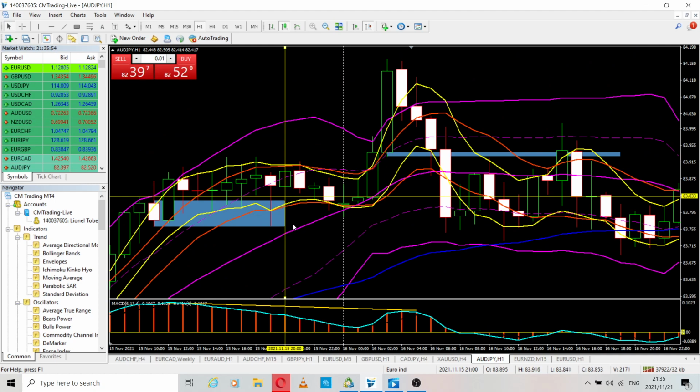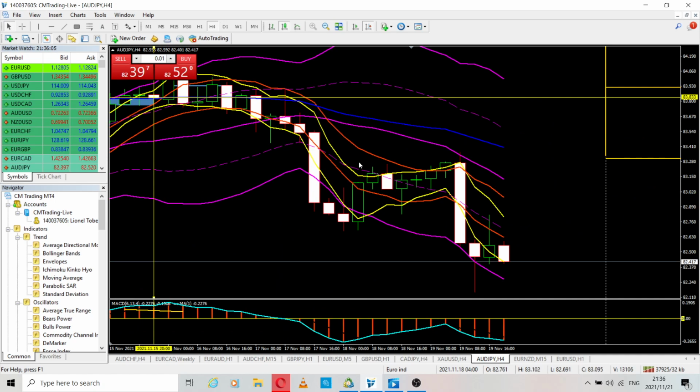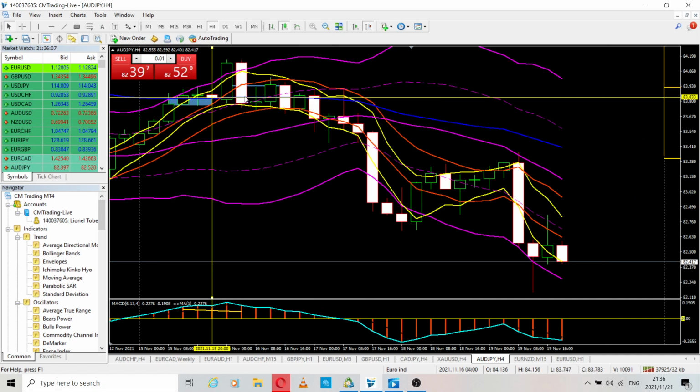So as you can see, what we have here is 1, 2, 3. Then this is the fourth candle. I think this should have been there. Let me just check something first, just to put it on the right.